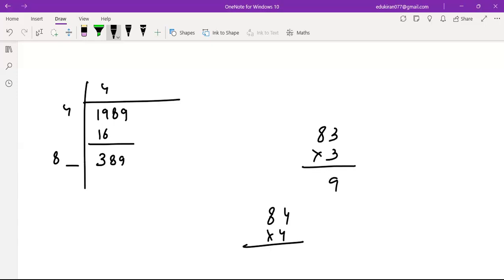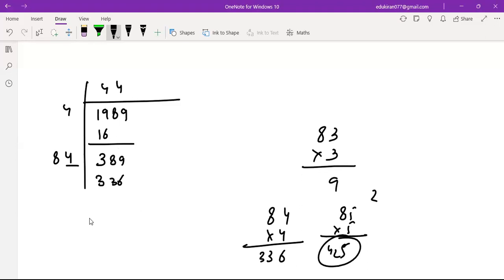Okay, so if you do it with 4, you get 336. And after that if you do it with 5, 5 5 is 25 and 8 5 is 40 42. So it's greater. So you will take this one, 4. So 4 here and you got 336. After subtracting, you got 53. So what is the remainder, ma'am? 53 is the remainder.